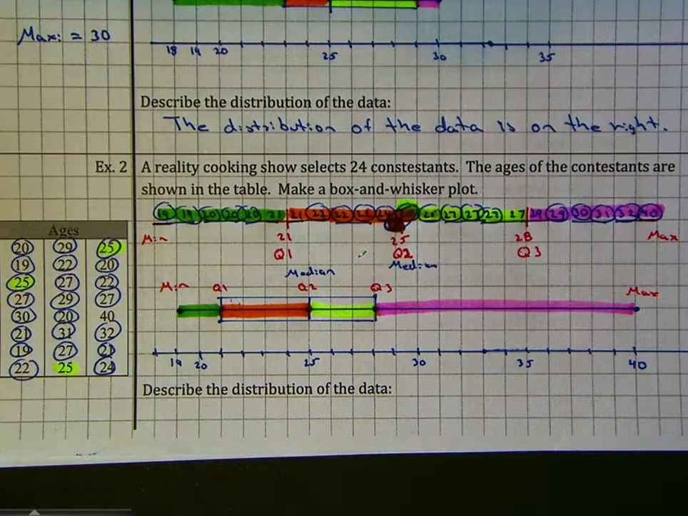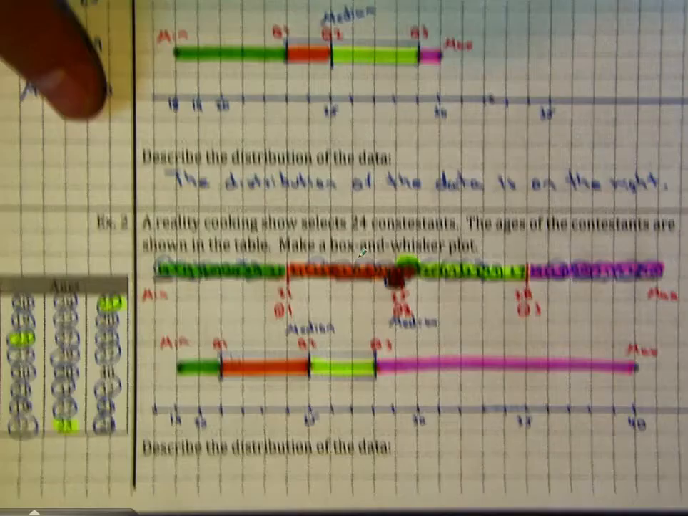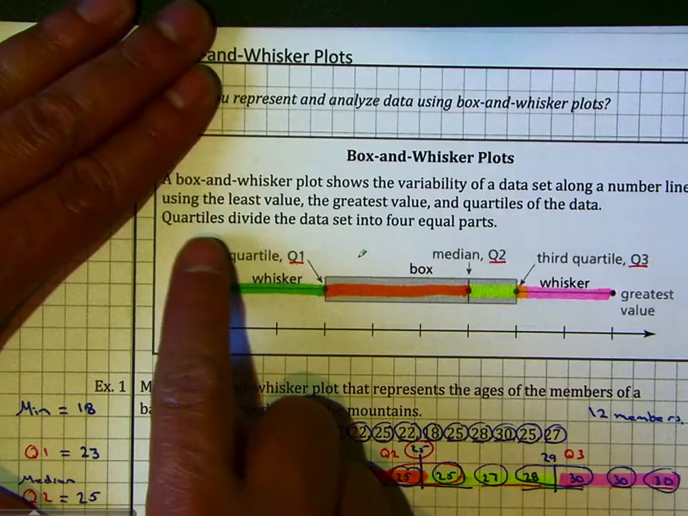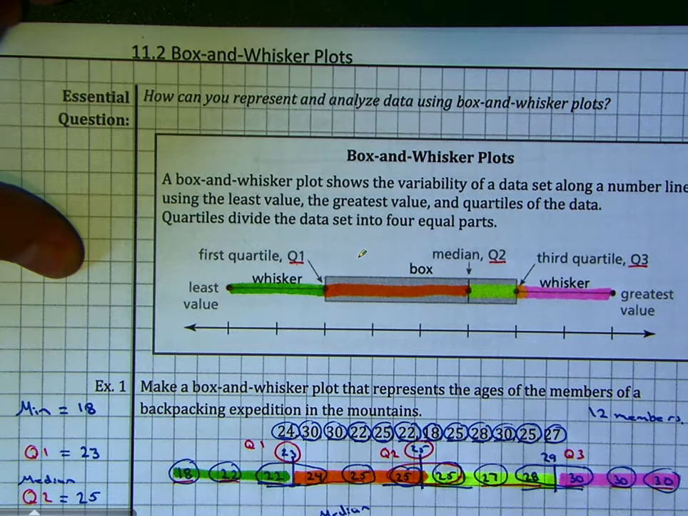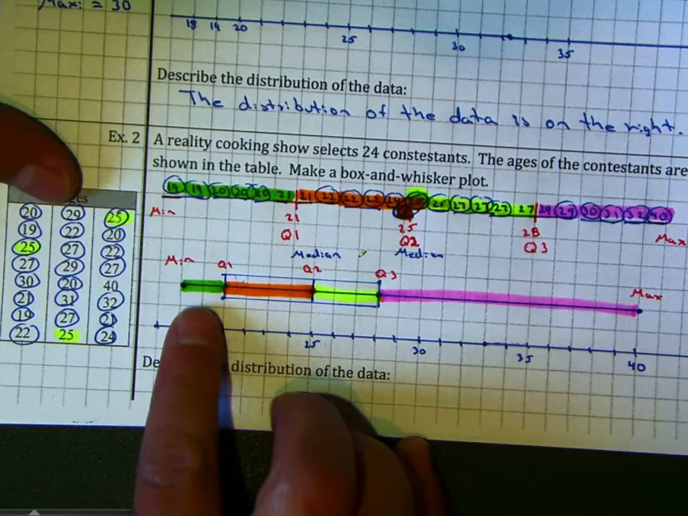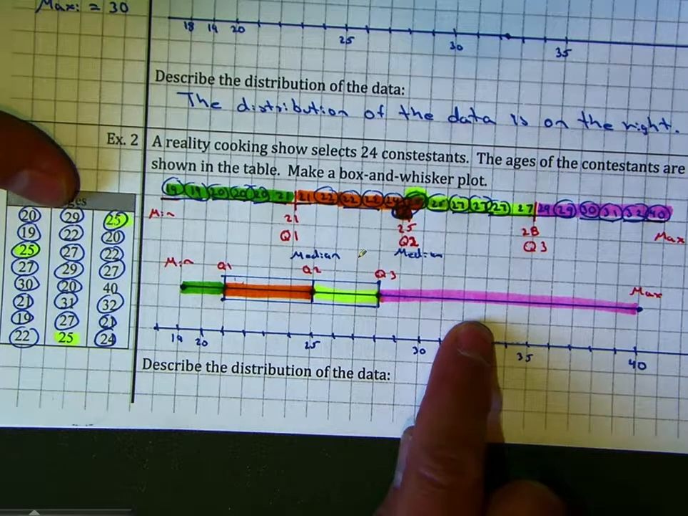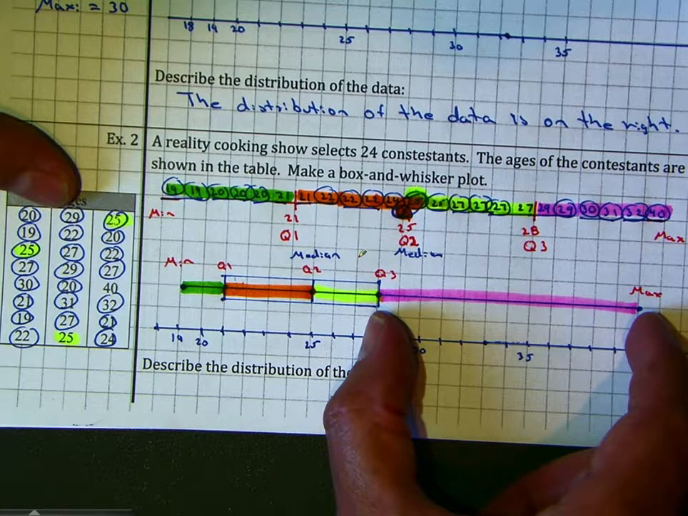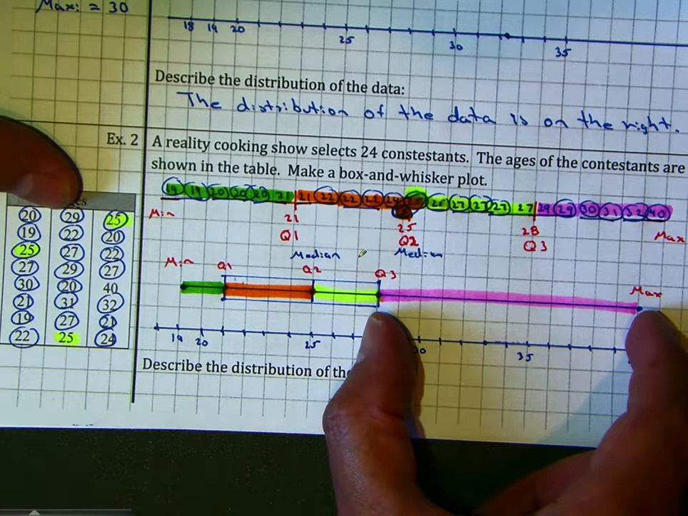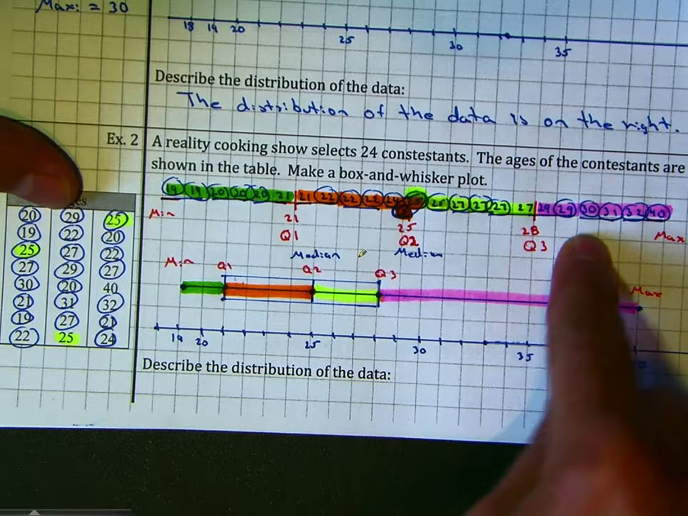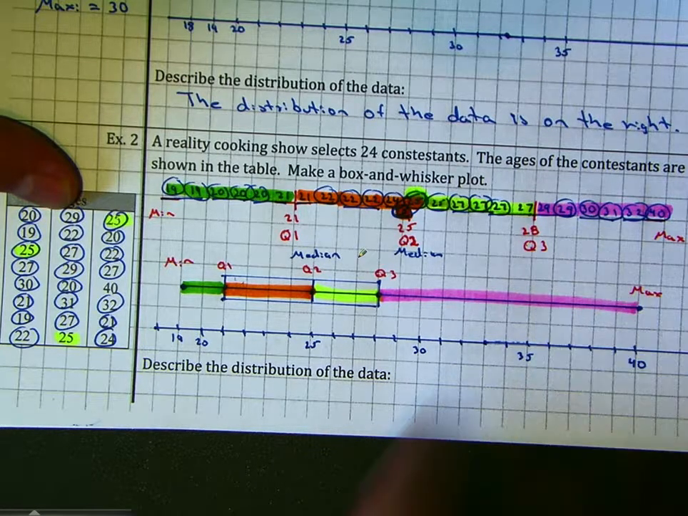So that takes us to the definition that the quartiles divide the data into 4 equal parts. So therefore we have 1, 2, 3, 4 equal parts. And even though this one seems to be much longer, which it is, but it seems to have the most number of points. No, it still has 6 contestants.